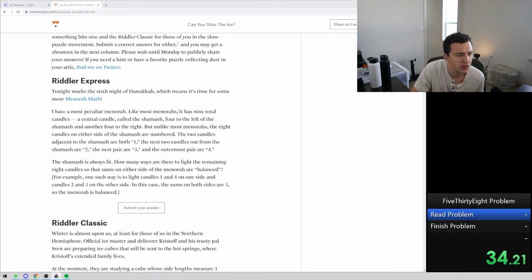The 2 candles adjacent to the shamash are both 1, the 2 out from them are 2, the next pair are 3, and the outermost are 4. And the shamash is always lit. How many ways are there to light the remaining 8 candles so that the sums on either side of the menorah are balanced? For example, one way would be to light candles 1 and 4 on both sides and candles 2 and 3 on the other side. In that case, the sum of both is 5, so the menorah is balanced.